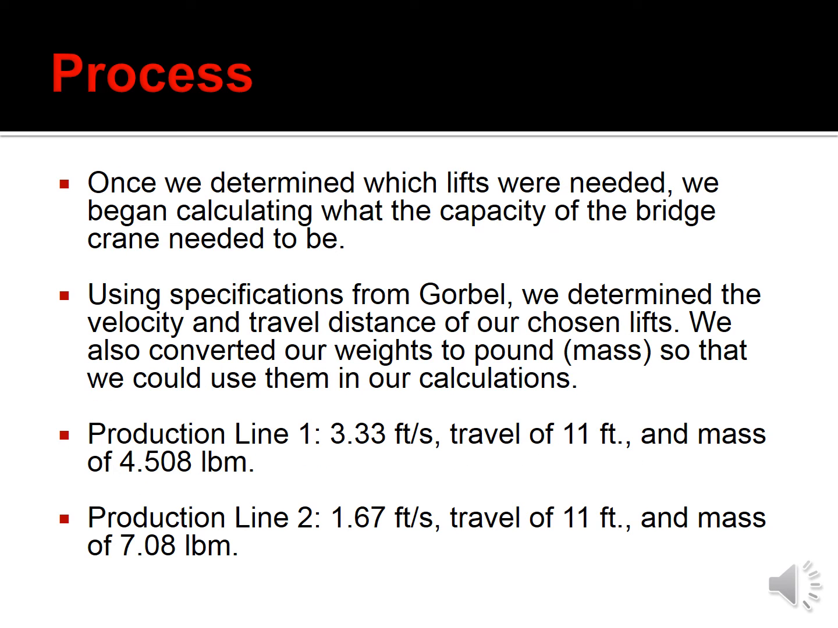Once we determined which lifts were needed, we began calculating what the capacity of the bridge crane needed to be. Using specifications from Gorbel, we determined the velocity and travel distance of our chosen lifts. We also converted our weight to pound mass so that we could use them in our calculations. So for production line 1, our velocity was 3.33 feet per second, and it traveled a distance of 11 feet, and the mass was 4.508 pound mass. For production line 2, our velocity was 1.67 feet per second, and it traveled a distance of 11 feet as well, and the mass was 7.08 pound mass.